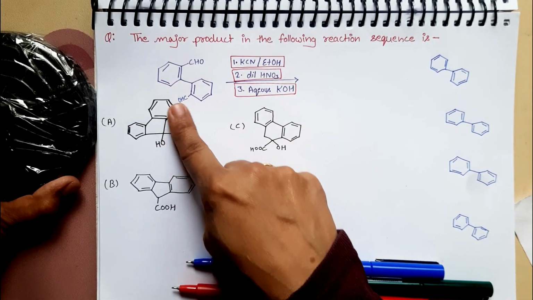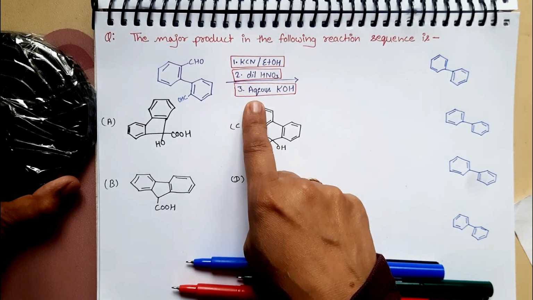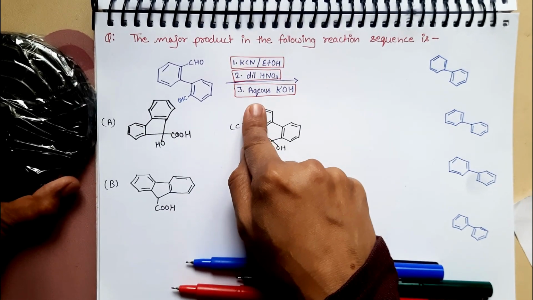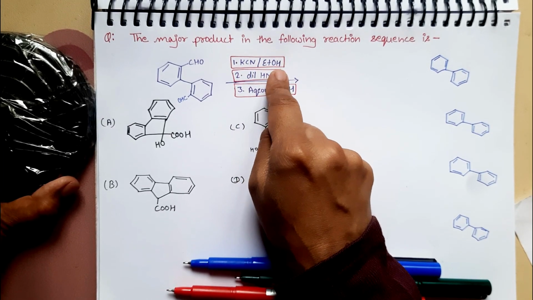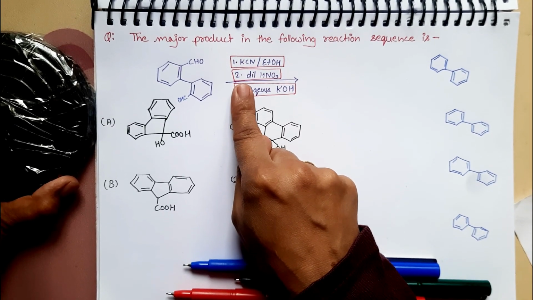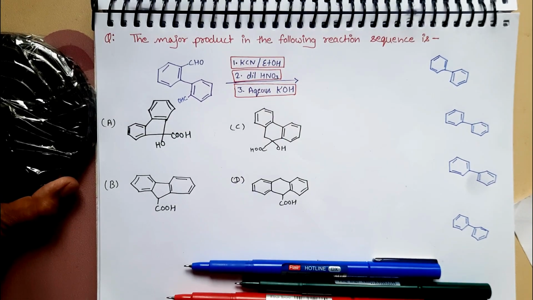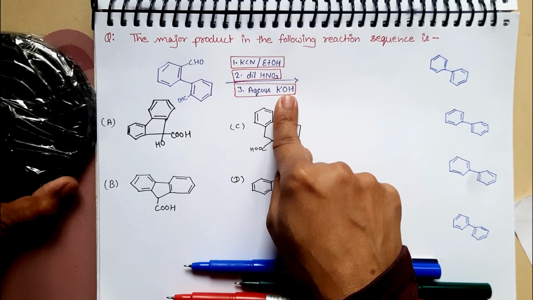In this question, they give benzaldehyde, and here they give three steps or three sequences. We have to follow these sequences. In the first step, they give potassium cyanide in the presence of ethanol, in the second step they give dilute HNO3, and in the third step they give aqueous KOH.